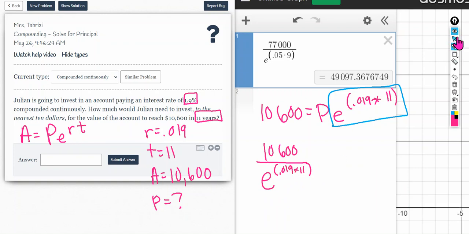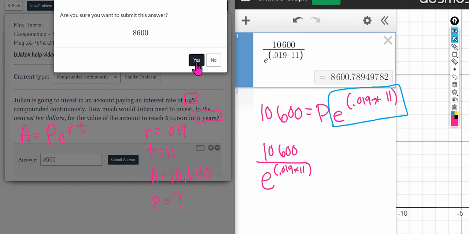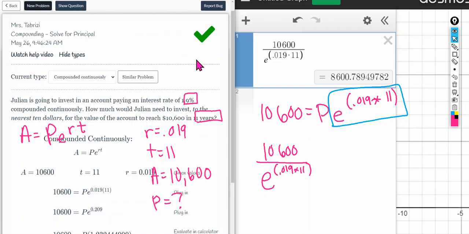Okay, so let's see. 10600. Yes. 11 times 0.019. Okay, nearest $10, so that actually seems pretty reasonable. So 8600. All right.